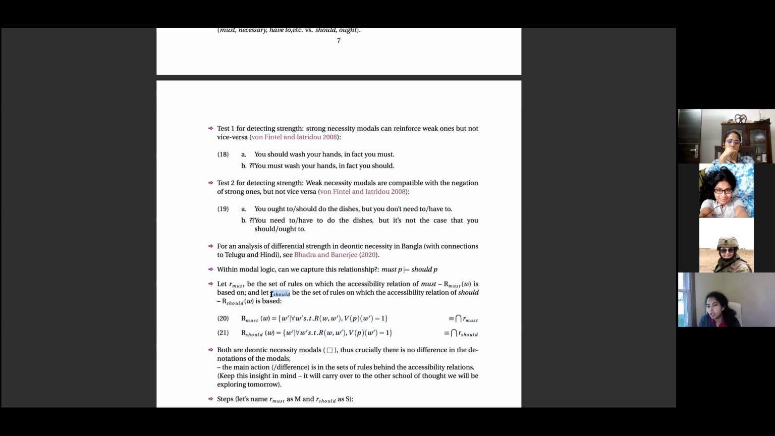These things tell us what's at the basis of the accessibility relation. So you can think about it this way: should is sensitive to more rules than must. With must, I'm looking at a smaller set, and given this set of rules, you have to do it. Should can have other considerations, like maybe it's not proper to do it. So here's an example.